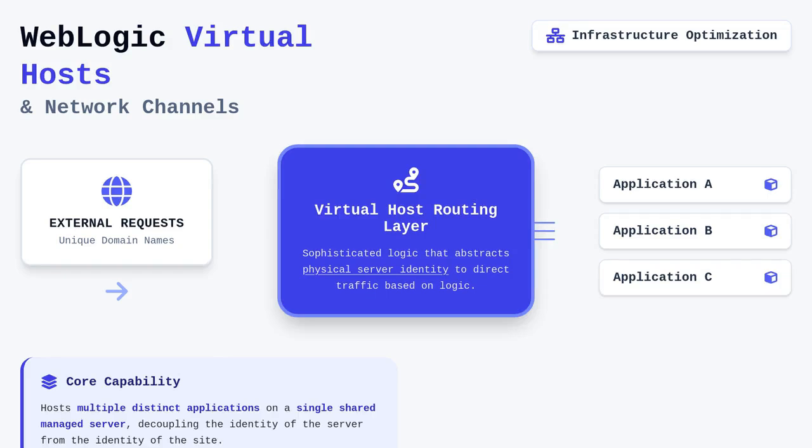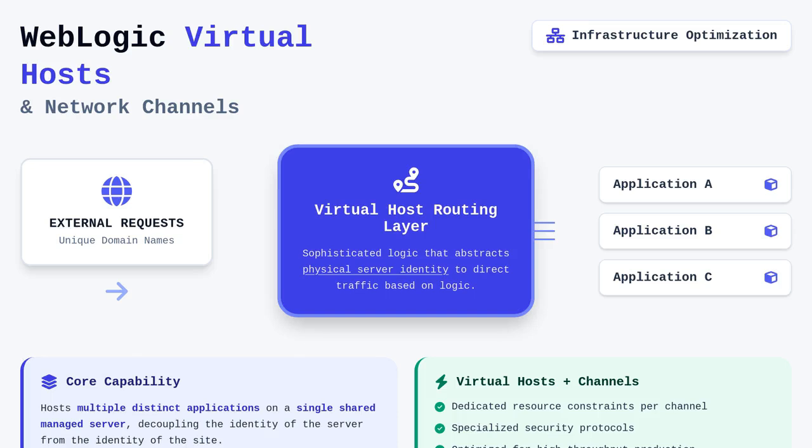When you combine virtual hosts with network channels, you create a very precise delivery mechanism, where specific URL requests are filtered through dedicated channels that impose their own resource constraints and protocols. It is this level of control that transforms a standard WebLogic deployment into a production-grade infrastructure capable of handling high-throughput traffic and specialized security requirements.